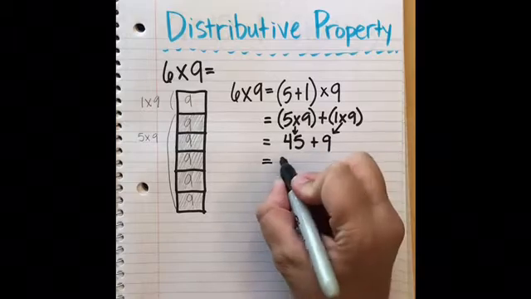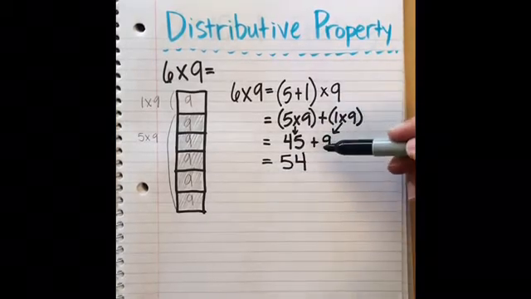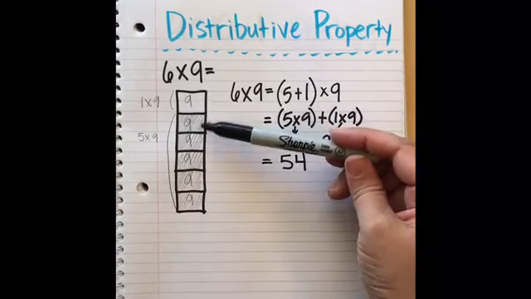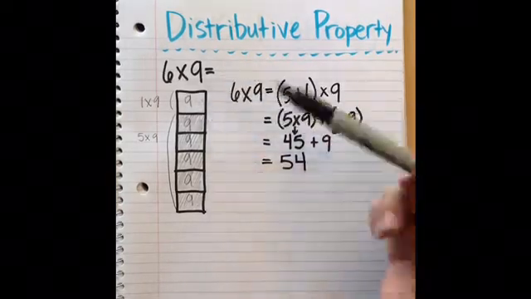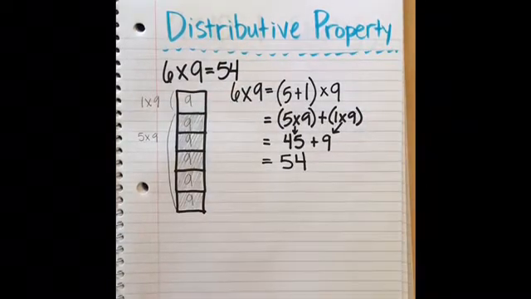45 plus 9 is 54. So this is a big fancy way of saying that if you start with your 5 times 9 and you add one more 9, that would get you 6 times 9, which would equal 54. All right, let's go ahead and try another one.